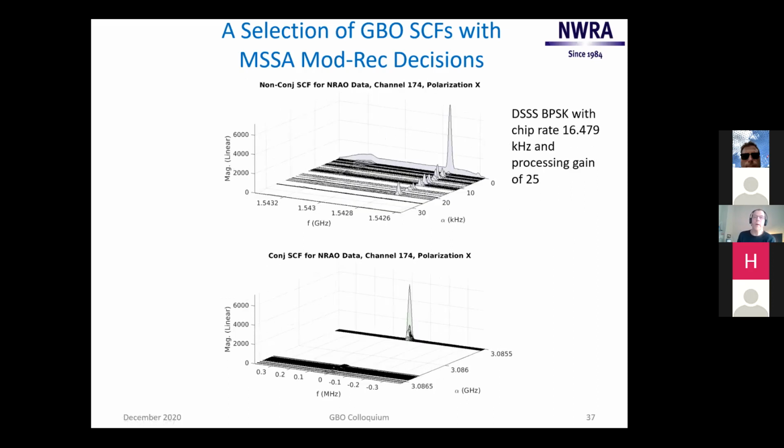And here's an interesting one. Let's see, up at 1542 point something. It's a narrowband direct sequence spread spectrum BPSK signal with chip rate 16.5 kilohertz and a processing gain of exactly 25. So we can tell the carrier as well from down here. This peak is right at the double carrier of that signal, and so that's a signal that we could try to point a finger about.